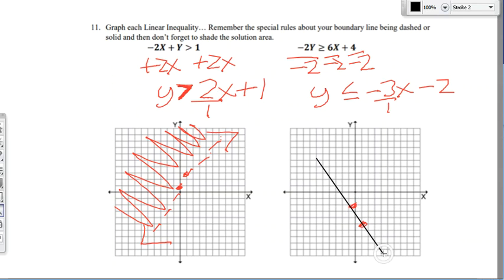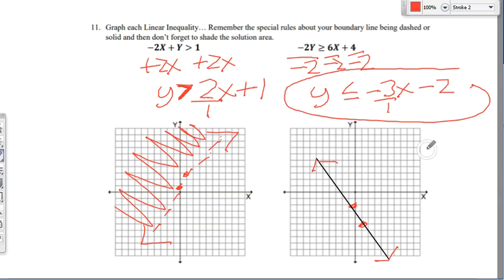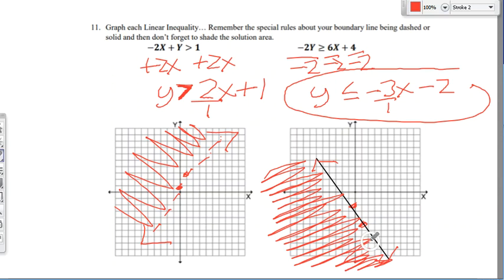Okay, so that means our solution area includes the line. So that means we could pick points on the line that would make this inequality statement true. And then our shading needs to be below the line because the y is less than. Okay, so remember this area that we shaded in, this is our solution area, and that solution area also includes this line. So that means that we could pick a point anywhere in this area or on the line, and they would all make this inequality statement true.